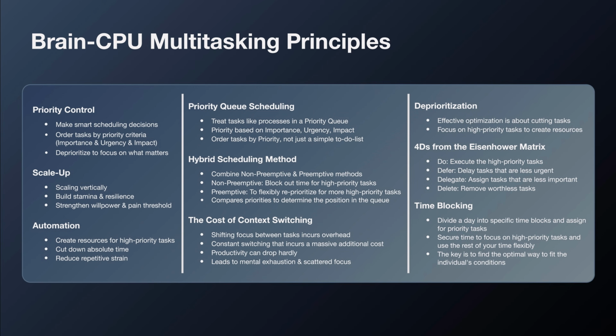The cost of context switching. This is the biggest enemy of your system's performance. It refers to the unnecessary energy drain and loss of focus that occur when you switch between tasks frequently in short periods.